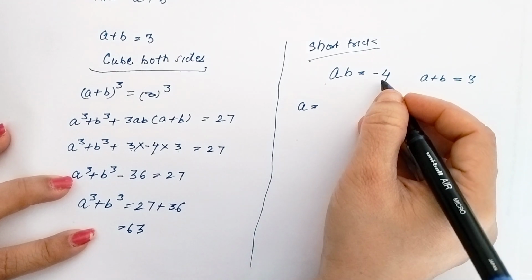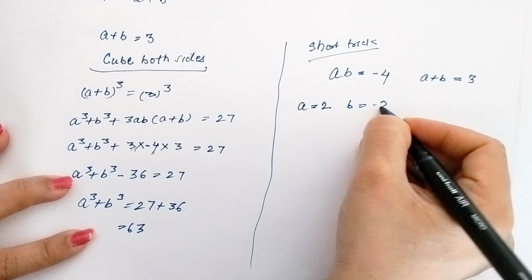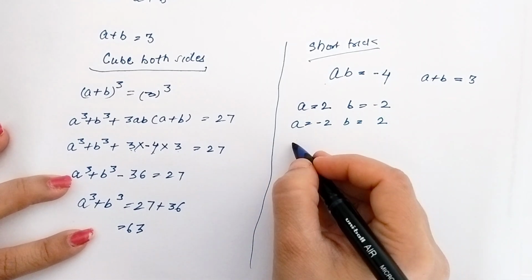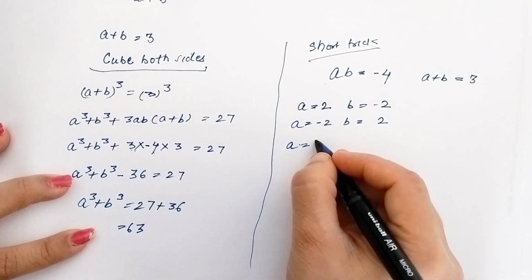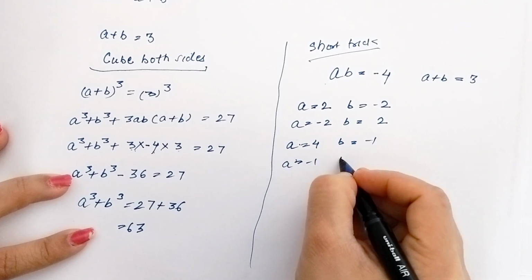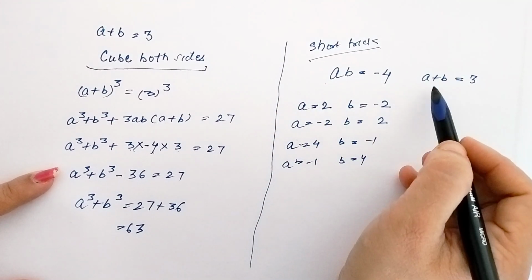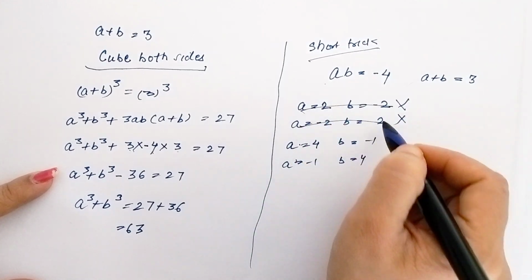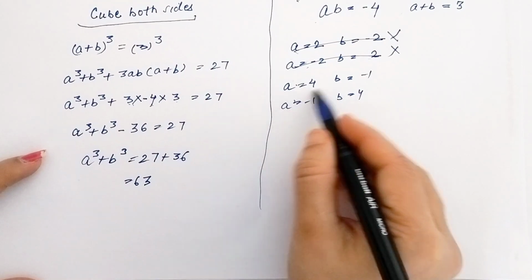Okay, if we need to have minus 4, either it should be A 2, B minus 2, or A minus 2, B 2. And then because we need to have AB equal to minus 4, A can be 4, B can be minus 1, or A can be minus 1, B can be 4. We cannot have any other number than this. But at the same time, we have A plus B equal to 3. So these two options are not valid. This will give A plus B equal to 0. Only these two options are valid.